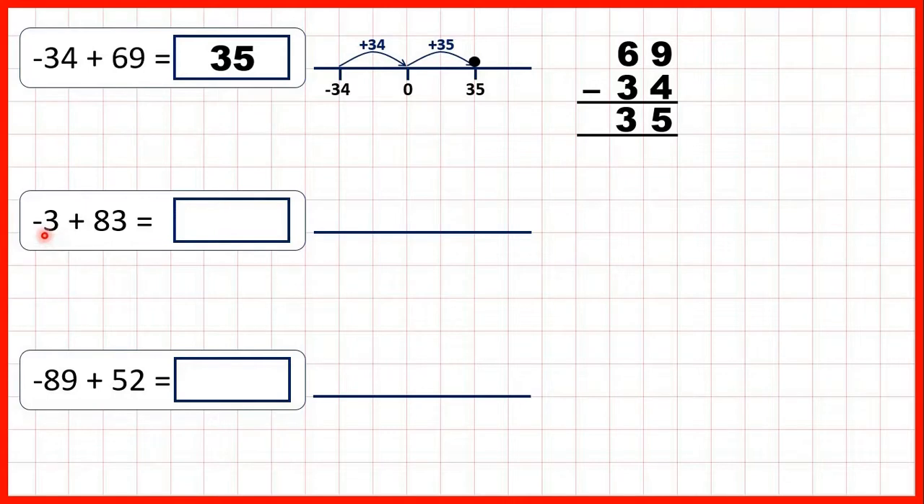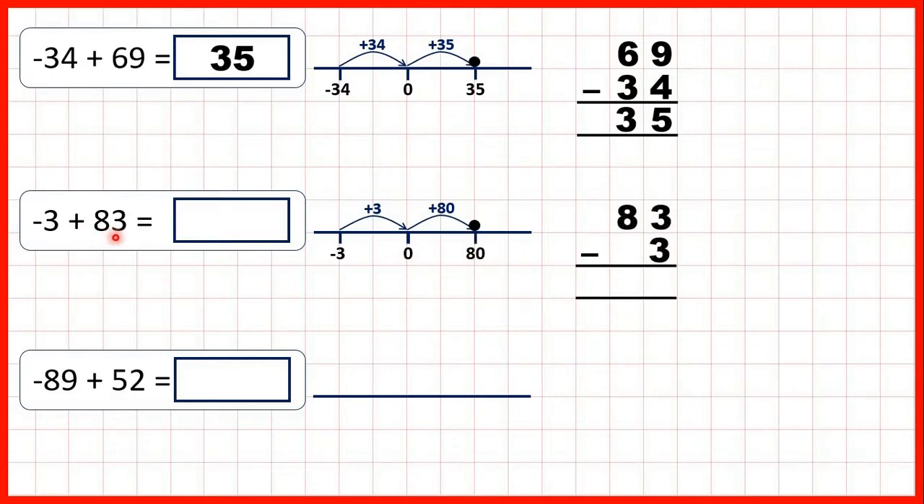Now we have minus 3 plus 83. So from minus 3, we can add 3 to get to 0. But because we want to add 83, we need to add another 80, and 0 plus 80 is 80. Now again, what we could have done here is work out 83 minus 3. That's 80, so that's our answer.